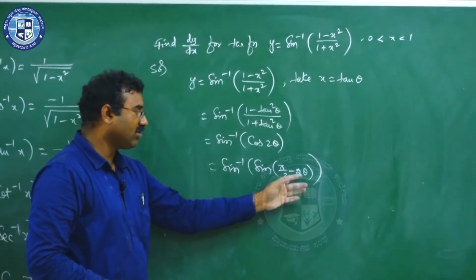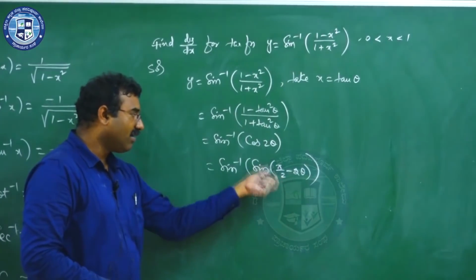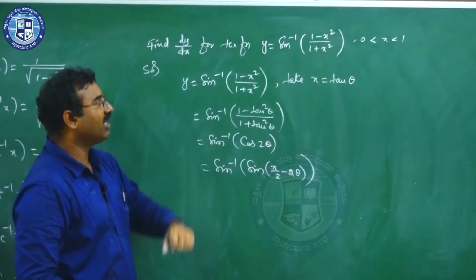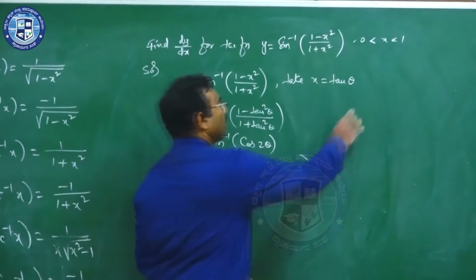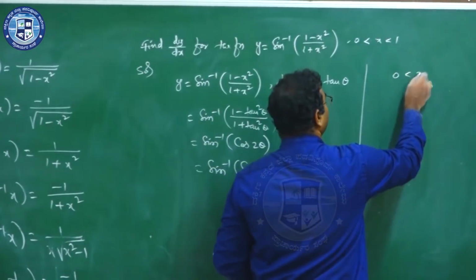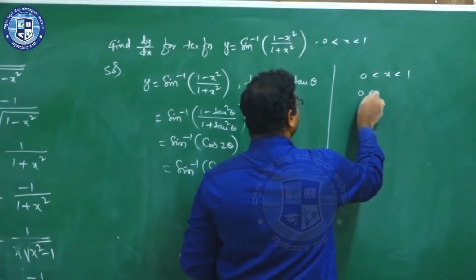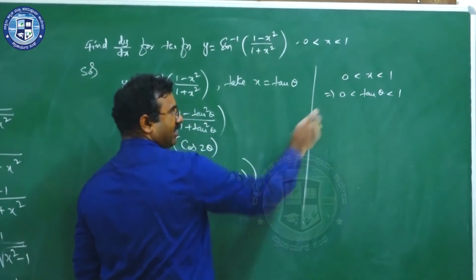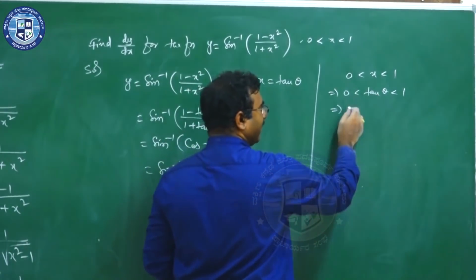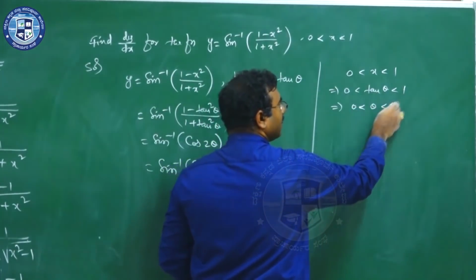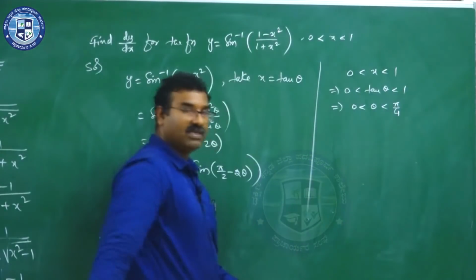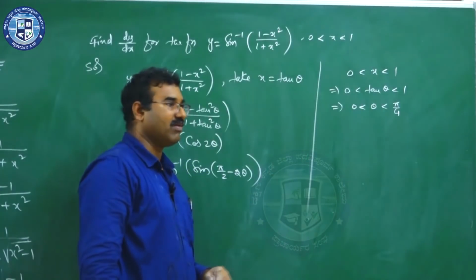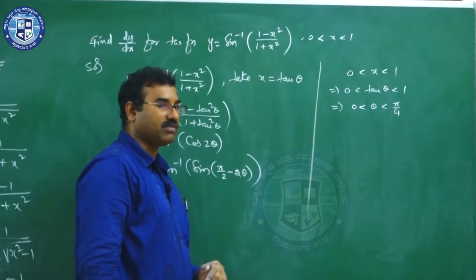Now you have to check whether pi by 2 minus 2 theta lies within the principal domain of sine or not. For that reason only they have given the condition here, 0 less than x less than 1. We have taken x as tan theta, so theta lies from where to where? 0 to pi by 4. Theta lies from 0 to pi by 4. Multiply with minus 2 throughout now.